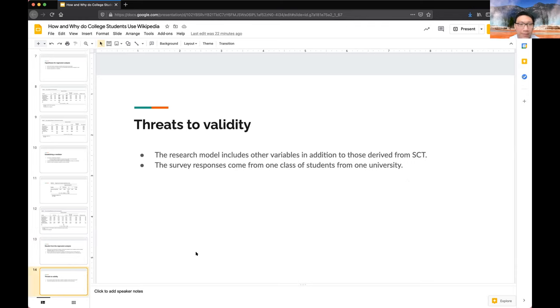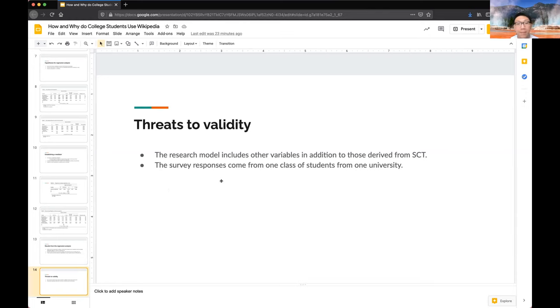They did actually identify some of the limitations of what they did. One thing they note is that the research model includes, again, other variables in addition to those derived from the social cognitive theory. So they suspect that maybe they shouldn't have done that, that it somehow changes whether it's actually applicable to use social cognitive theory. I guess they wonder what would happen if they just used pure social cognitive theory.